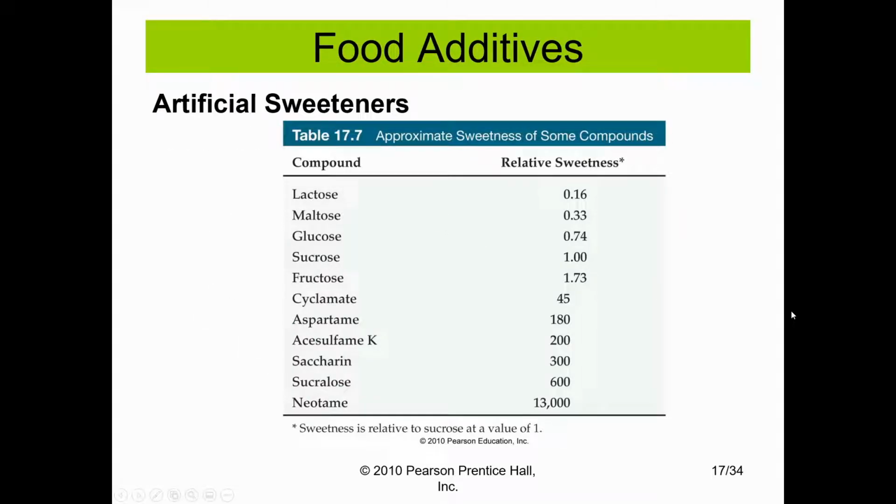These artificial sweeteners have different levels of sweetness compared to sucrose. We see here sucrose has a relative sweetness of 1. If we were to look at aspartame, the relative sweetness is 180 times higher than sugar. This means that we need 180 times less aspartame to obtain the same level of sweetness as sugar.